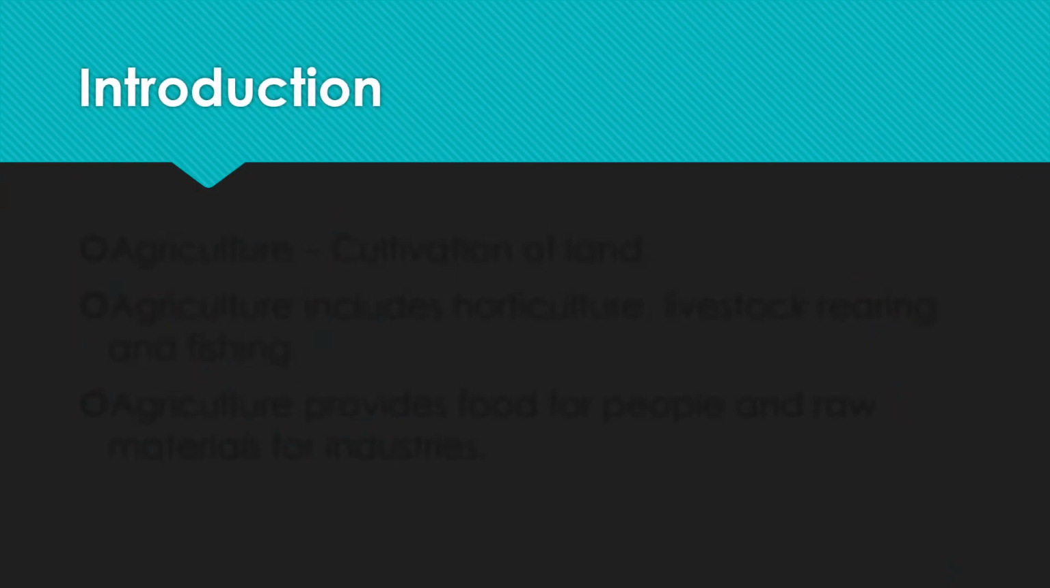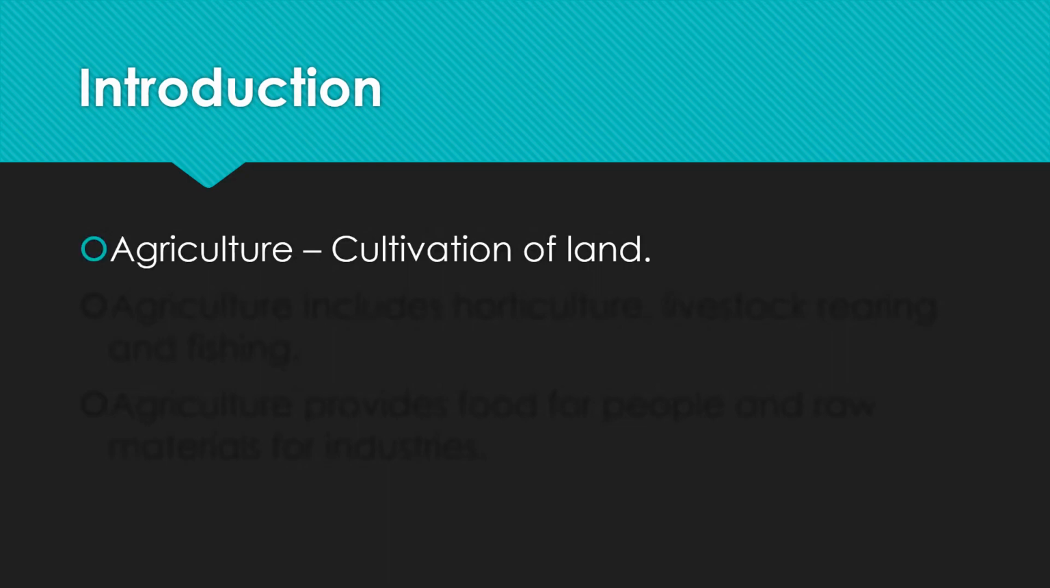Now let us have a quick introduction of the lesson. Agriculture. Agriculture means cultivation of land. Cultivation means that we'll have to sow seeds in it. We'll have to irrigate this field. Then we harvest the crop when it is grown fully, and then we process the crop. That is known as the process of cultivation. So this process of cultivation of land is known as agriculture.